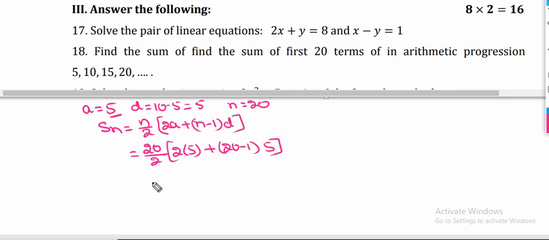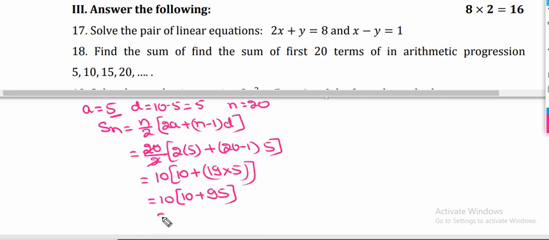That is equal to the value of n, 20 divided by 2, into 2 into a, which is 5, plus n minus 1, that is 20 minus 1, into d, which is also 5. So 2 fives are 10, plus 19 into 5. That gives you 10 into 10 plus 19 into 5, which is 95. So that is equal to 10 into 105, that gives you 1050. So the sum of the 20 terms, S20, is equal to 1050.